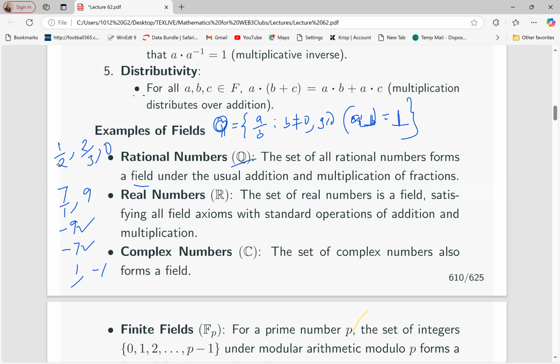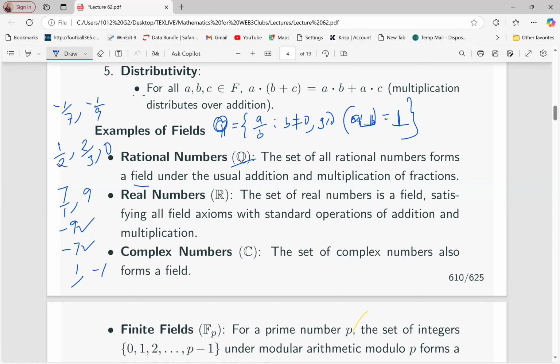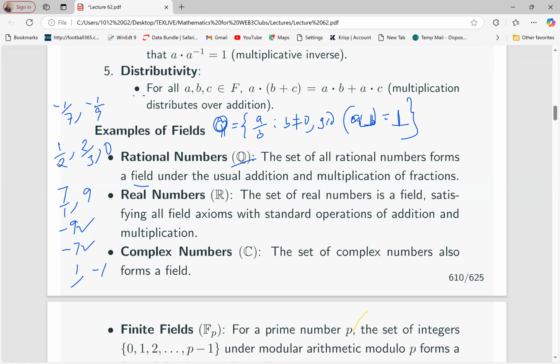And of course, all fractions that we know, negative or positive, are also rational numbers, so long as the common factor between the numerator and the denominator is 1. So long as the common factor between the numerator and the denominator is 1, that fraction is a rational number.